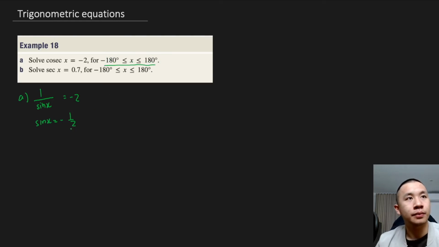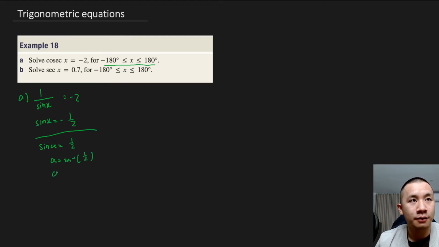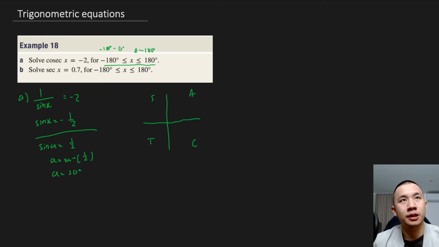And so what I want to do, as I mentioned before, is find the principal angle. So sine alpha is equal to half. Alpha is equal to sine inverse of half, and in the calculator, you should get alpha is equal to 30 degrees. Okay, so I'm focusing on this section first. Now, 0 to 180 is these two quadrants, A and S. I know that sine won't be negative here because A represents all, S represents sine. So it won't be in these two quadrants.